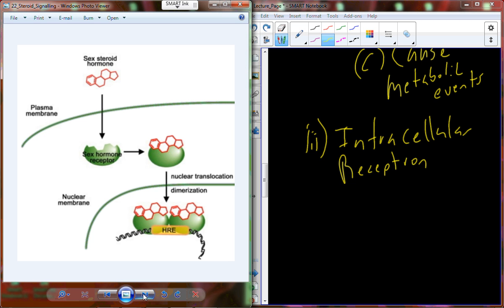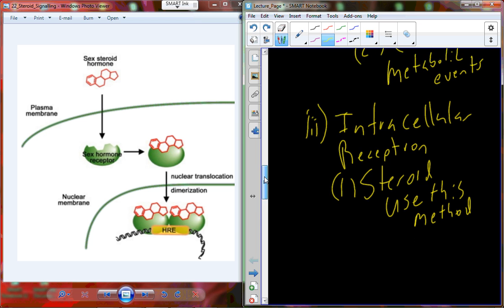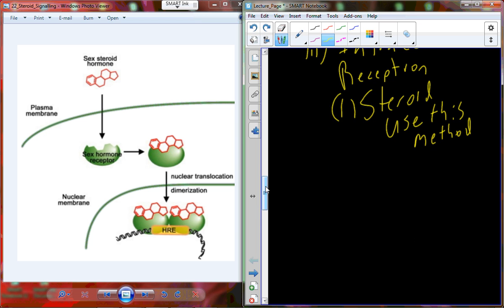So the intracellular reception system, again, the steroids commonly use this method of signaling. But again, we now understand that there are additional ways in which the sex steroids can have an effect, and they can have effects through other G proteins. Receptors bound up in the membrane, and so they don't necessarily have to cross the cell membrane in order to have an effect.